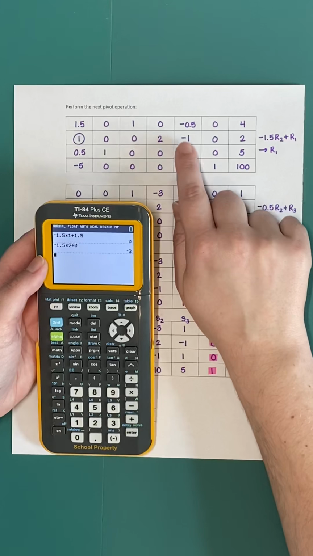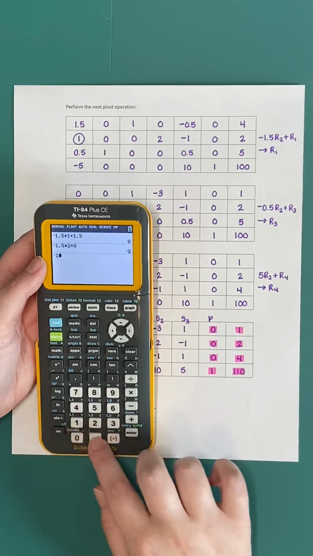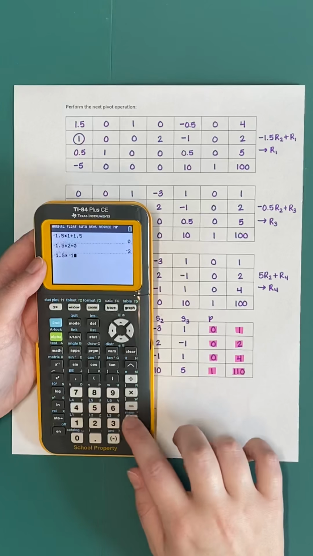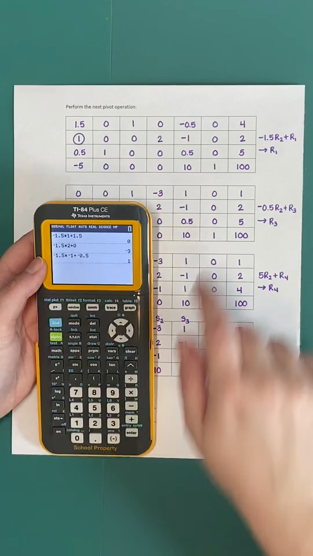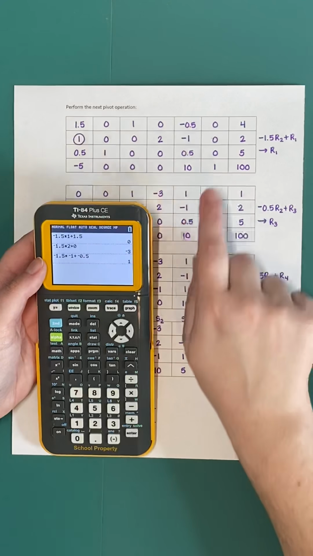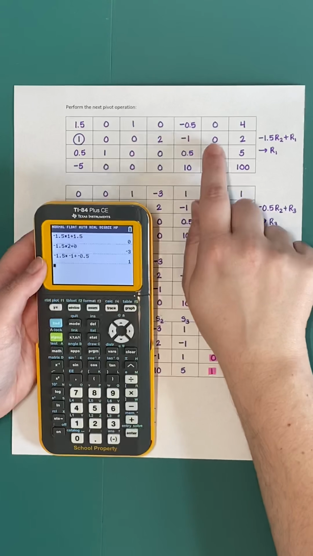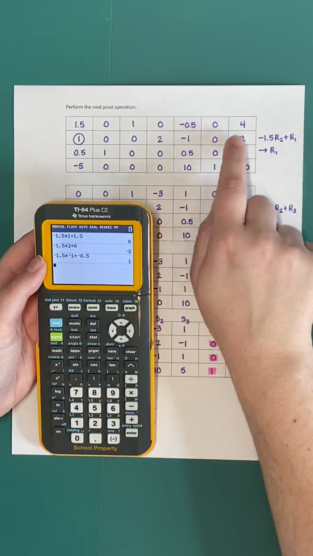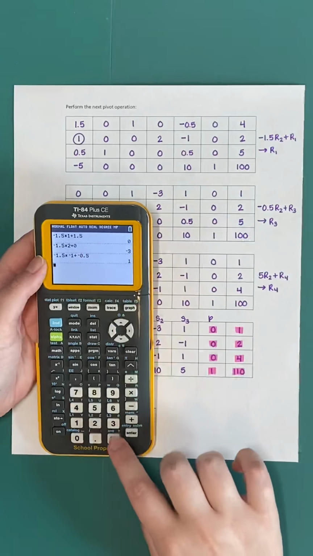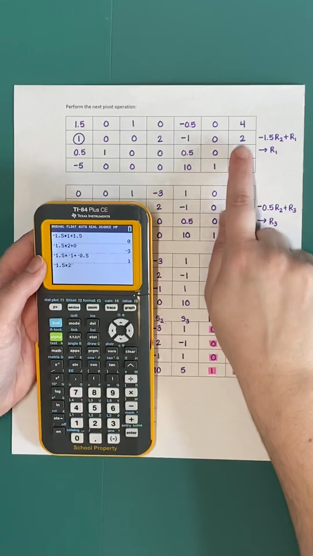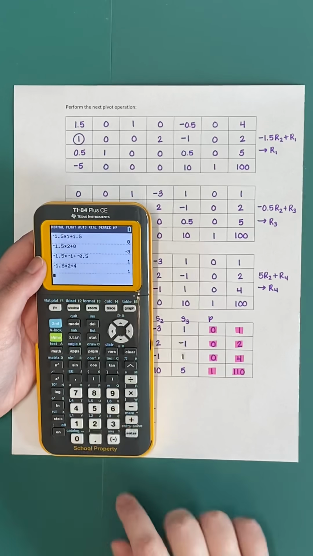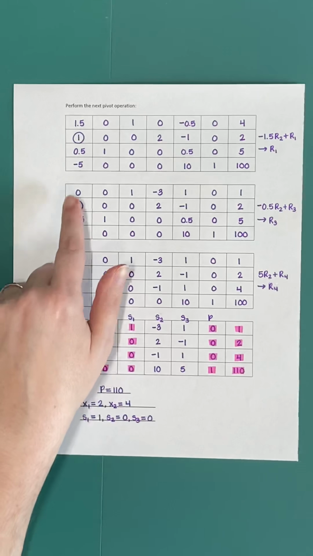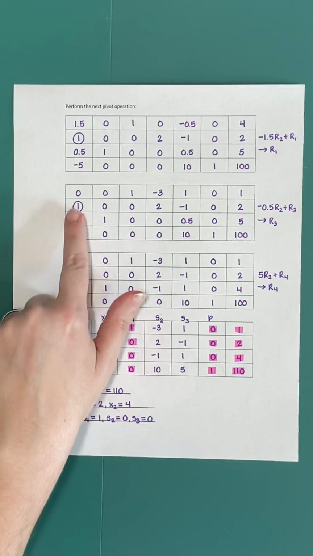Negative 1.5 times negative 1 plus negative 0.5 is going to be 1. So negative 0.5 becomes a 1. Negative 1.5 times 0 is 0. Plus 0 is still 0, so that doesn't change. Negative 1.5 times 2 plus 4 is going to be 1. So that'll be the last element in that row. So that's going to clear the 0 above our pivot element.